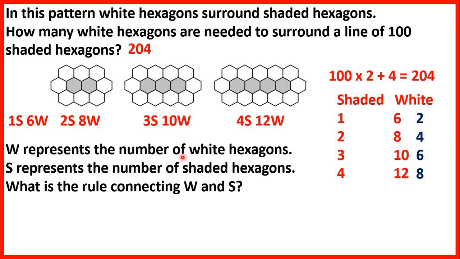W represents the number of white hexagons. S represents the number of shaded hexagons. What is the rule connecting W and S? Well, we've seen that to find W, the number of white hexagons, we multiply the number of shaded hexagons by 2 and then add 4. So we can write W equals 2S plus 4, because that tells us that we have 2 times the number of shaded hexagons plus an extra 4 to give us the number of white hexagons that we will need.